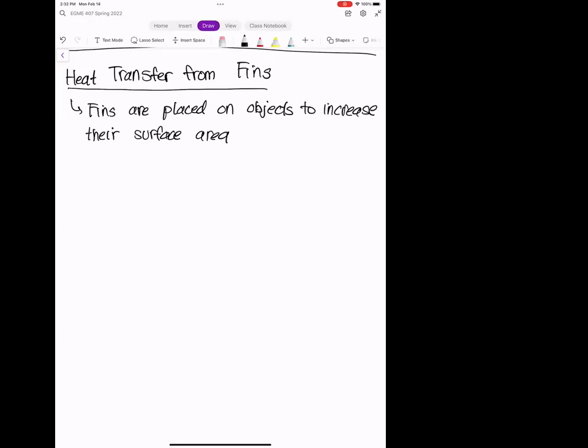The reason you would want to increase the surface area of an object is to enhance the convection heat transfer that comes off of it. For most cases, fins are put in place to enhance convection cooling. If you have a very hot part, like a computer part, or something like an engine where you need to offload heat very quickly, so that you don't melt whatever device you're designing, you put a fin on there so that you can offload heat at a much faster rate.